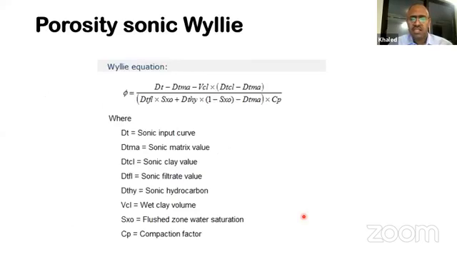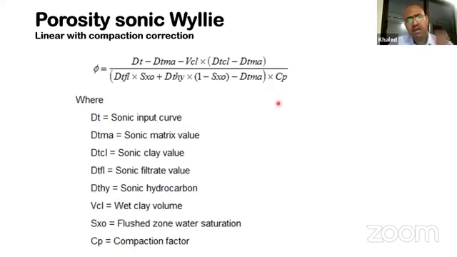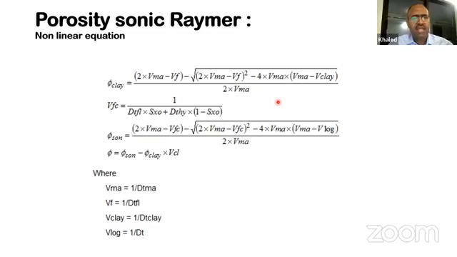So in the industry, we don't use the linear. We have 2 equations. One is Wiley, which is the linear plus a compaction factor. Okay, the equation looks very complex, but this is very simple. It's a linear plus this compaction factor. That's the Wiley. The second one is not linear, and this is from Raymer-Hunt. It's non-linear.